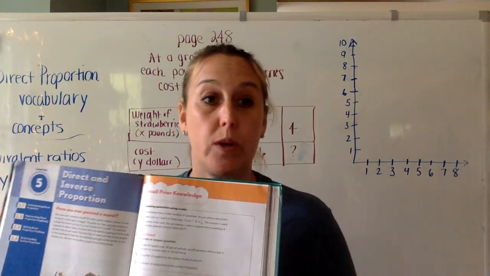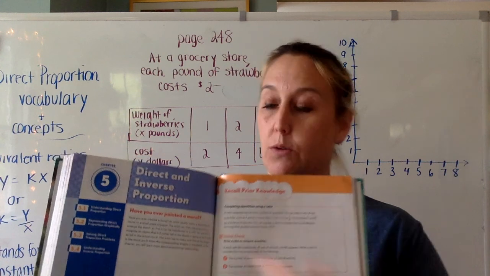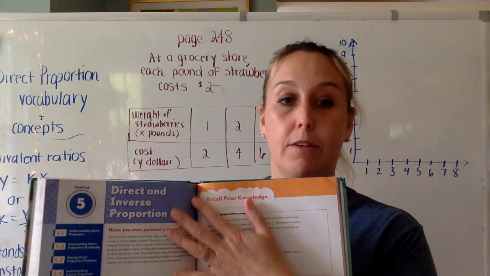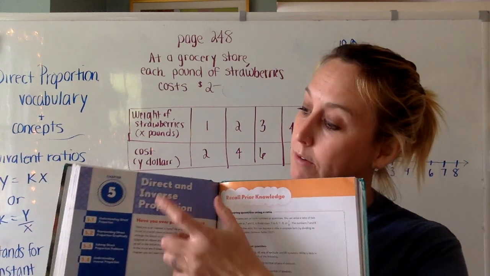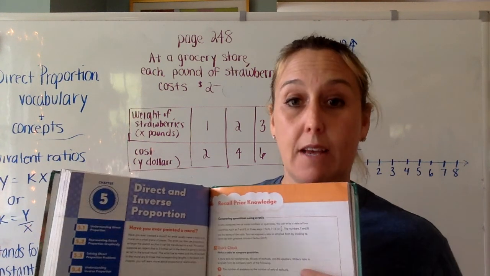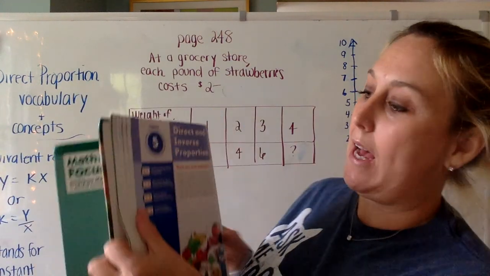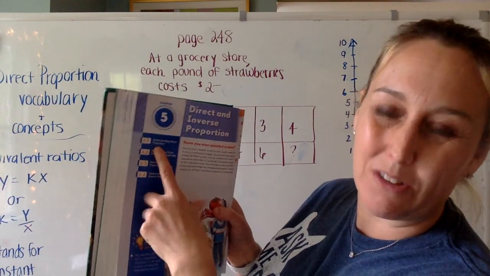Hey everybody, so we are now on our last unit before the algebra placement test. So this is chapter 5, and the focus of chapter 5 is going to be direct proportion. Do not worry about inverse proportion. That's actually something that you study in algebra.